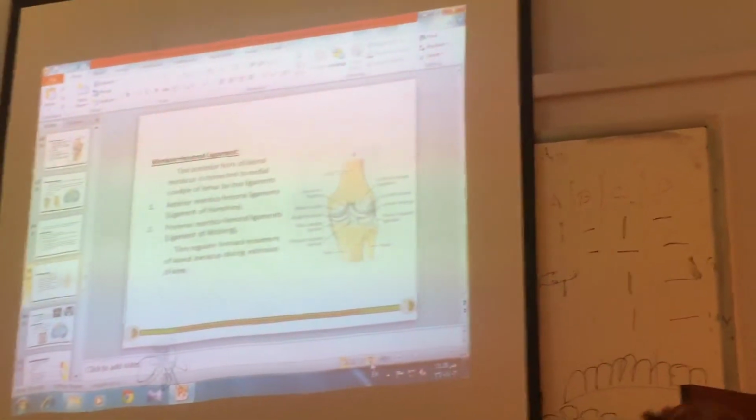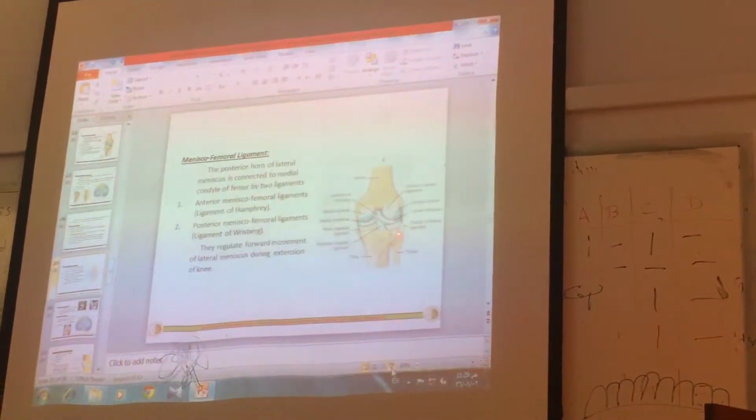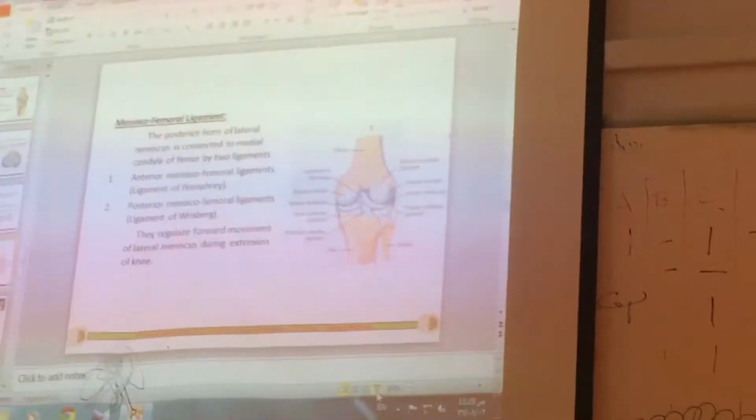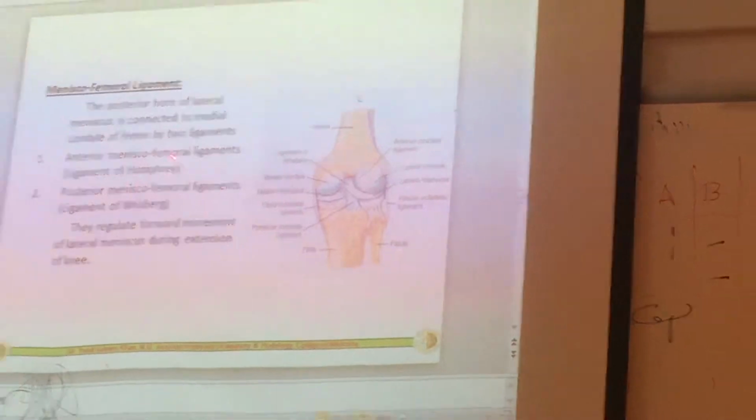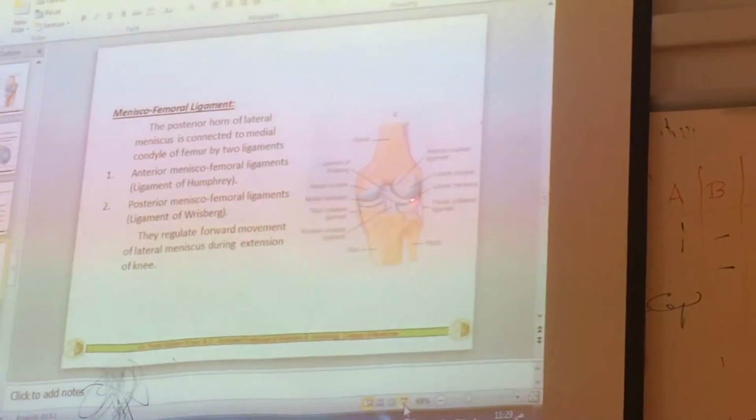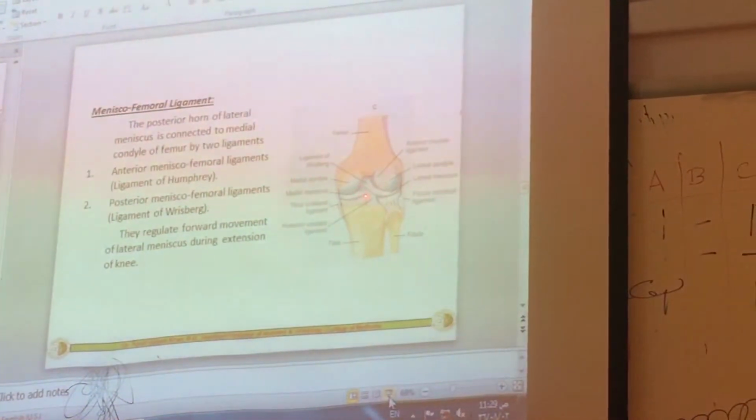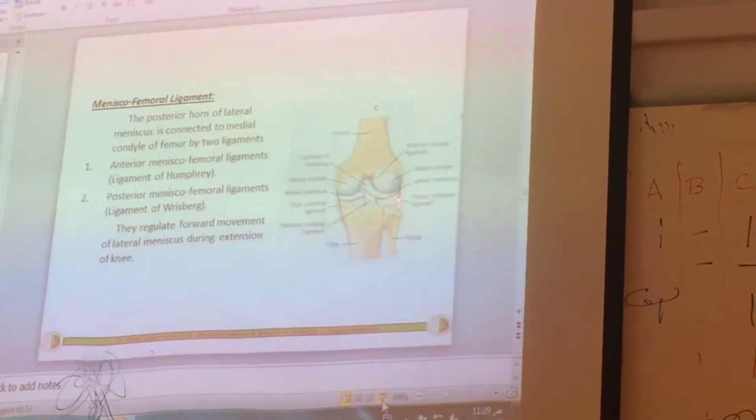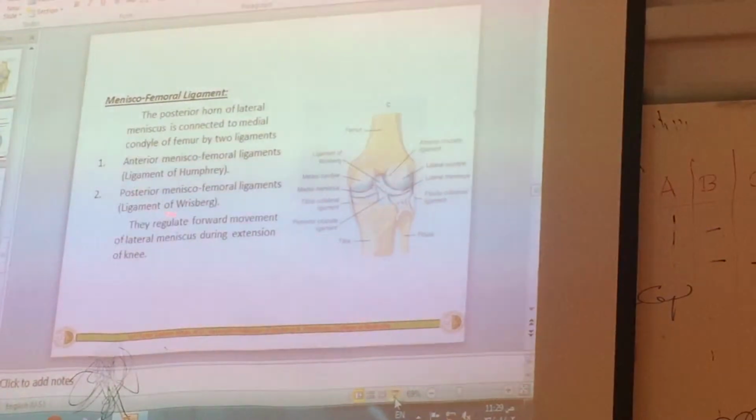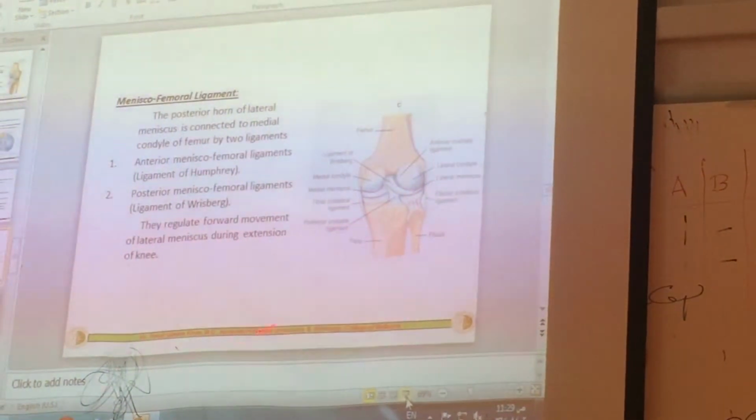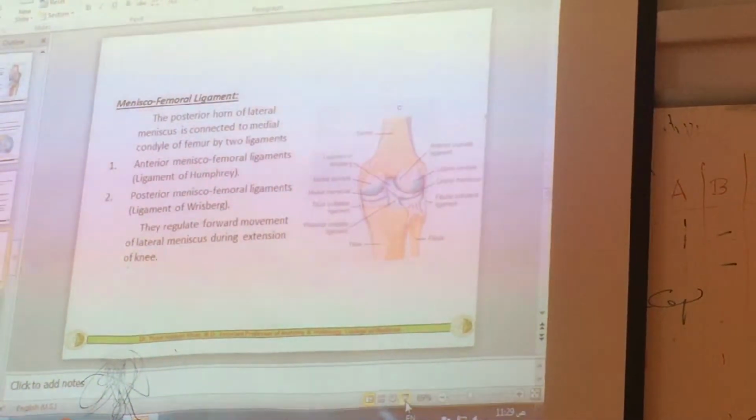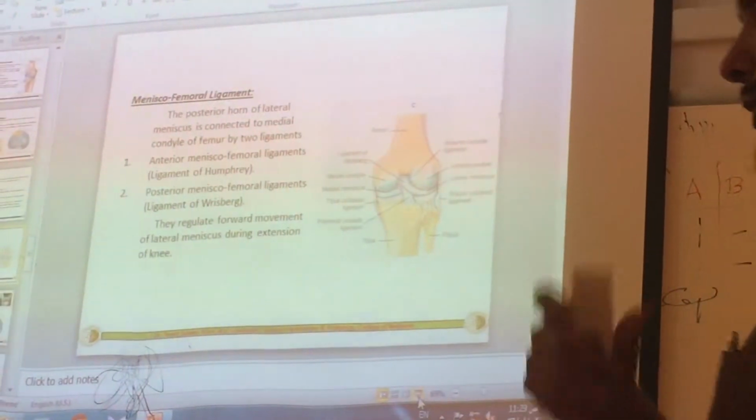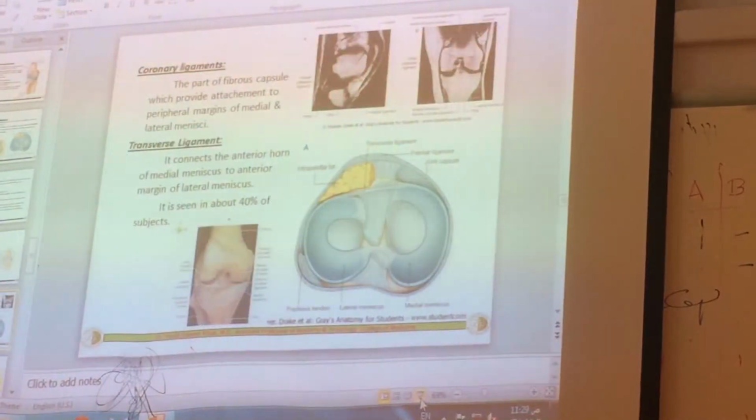And there is something called the meniscofemoral ligament, which connects the menisci with the femur. In the anterior there is something called the ligament of Humphrey, and posteriorly we have this. You can see here, this is called the ligament of Wrisberg. So they have shown you here, from the posterior, the ligament of Wrisberg. On the anterior side, we have the ligament of Humphrey. These keep the menisci in their positions.